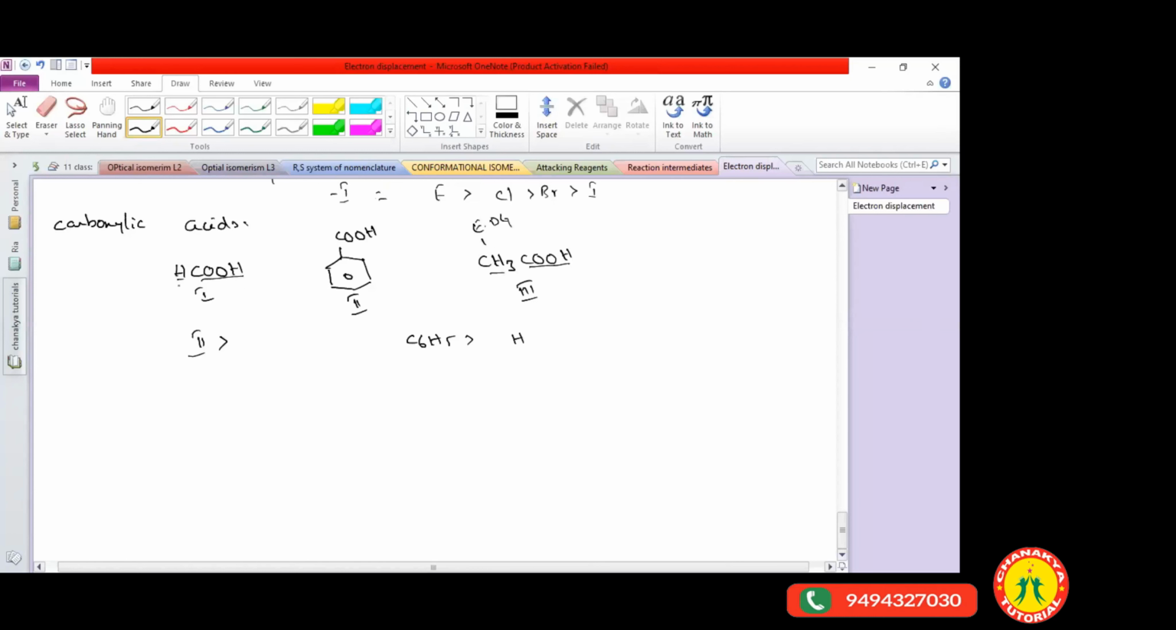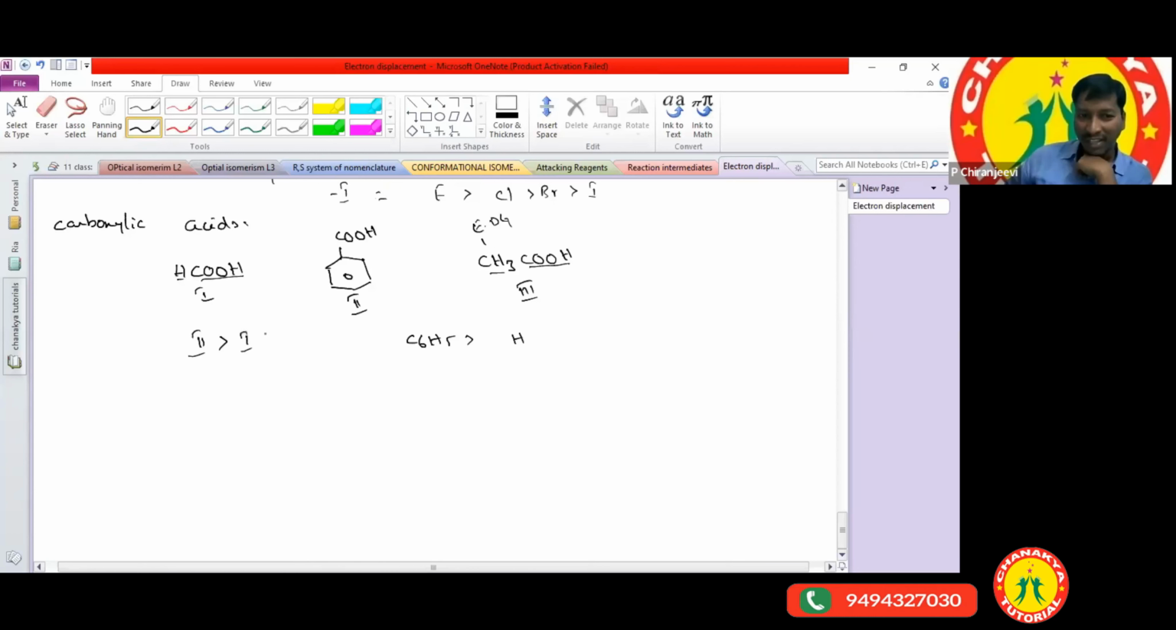Sir, is the order 2, 1, and 3? 2, 1, 3 is the correct answer, Aditi. 2, 1, 3 is the correct order. That's why I gave it in a zigzag manner. Every time I write in increasing or decreasing order, so this time I gave a zigzag order. Why? Because we have to apply the concepts. If you apply the concept, you will definitely get the answer. If you observe clearly, everywhere only the carboxylic acid group is there.